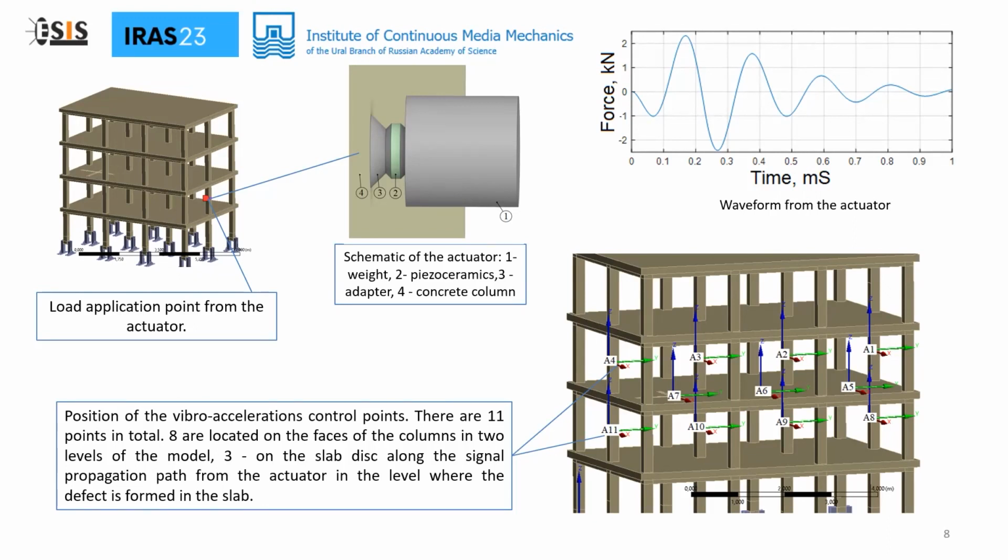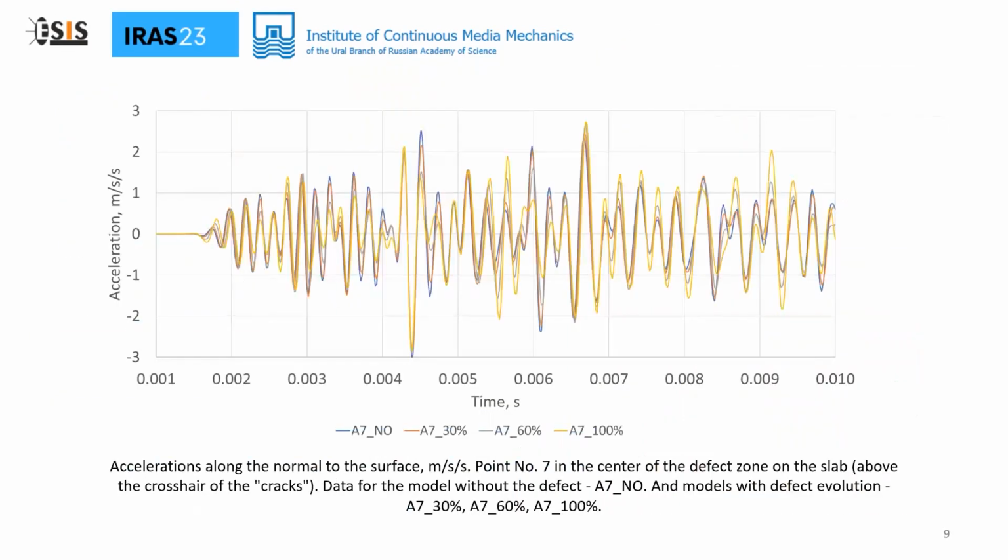Then the defect of the given size and shape is gradually introduced into the structure. The implementation is carried out in stages. It's divided into 3 stages: 30, 60, and 100% of the crack height. At each stage, the vibration portrait of the structure is taken and analyzed, which corresponds to the given stage of the defect evolution. Then all vibration portraits are compared.